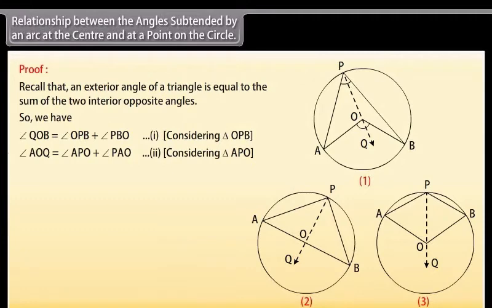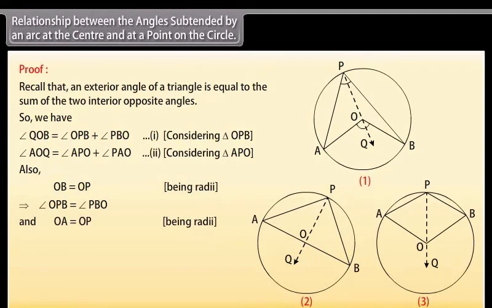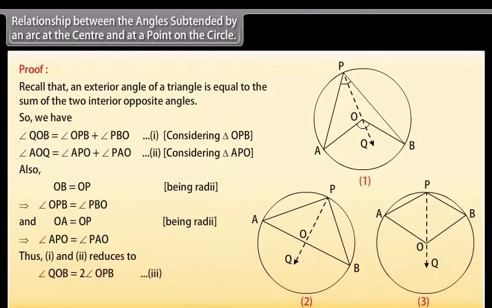Considering triangle APO, also OB is equal to OP, being radii. Angle OPB is equal to angle PBO, and OA is equal to OP, being radii. Similarly, angle APO is equal to angle PAO, thus 1 and 2 reduce to angle QOB as 2 into angle OPB, 3. Angle AOQ is equal to 2 angle APO, 4.